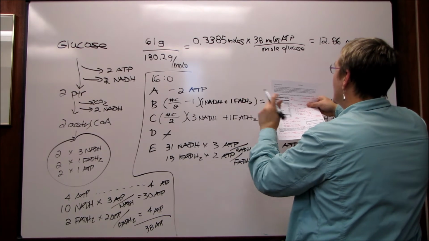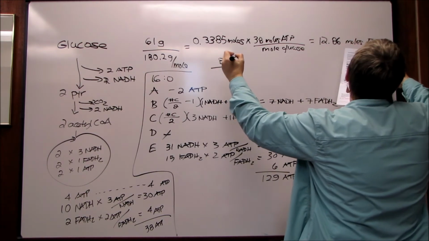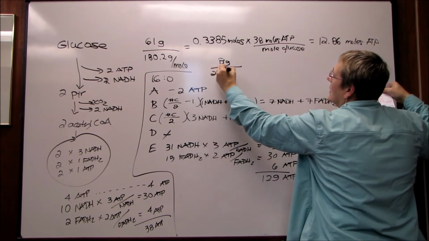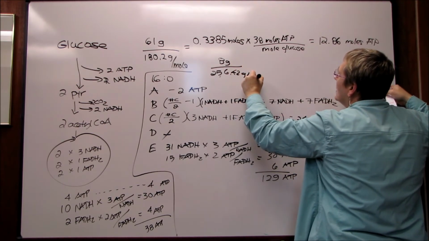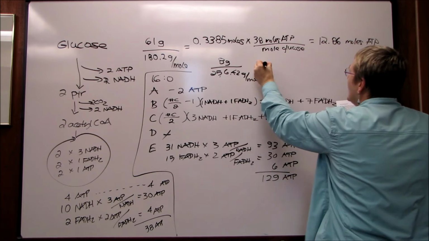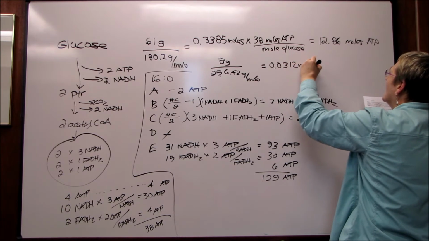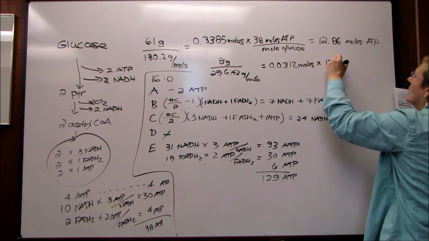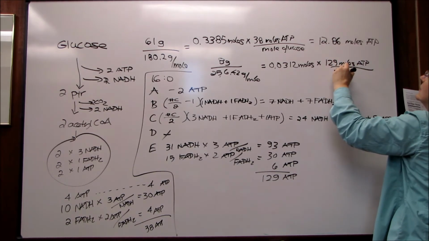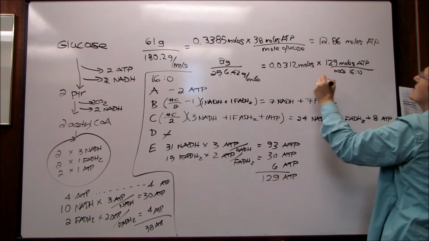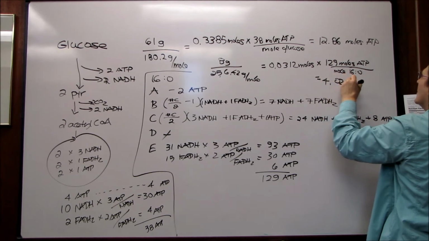Now I have, it says saturated fat, 8 grams. So I have 8 grams divided by the molecular weight of that saturated fat, which is 256.42 grams per mole, okay, which is equal to 0.0312 moles times 129 moles ATP per mole of fatty acid, which gives me 4.025 moles of ATP.